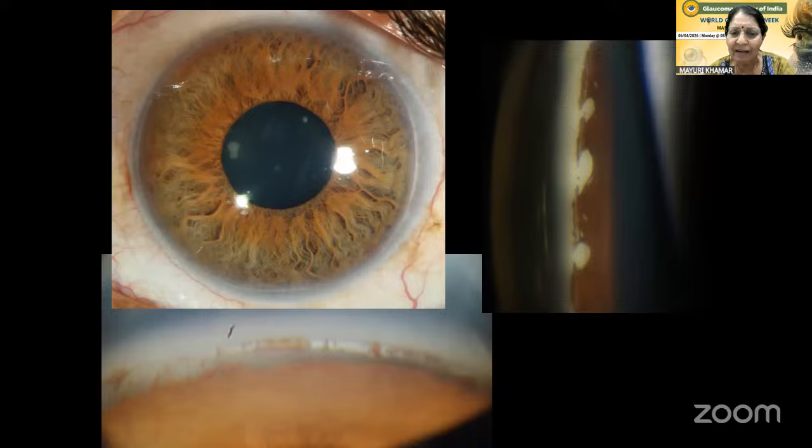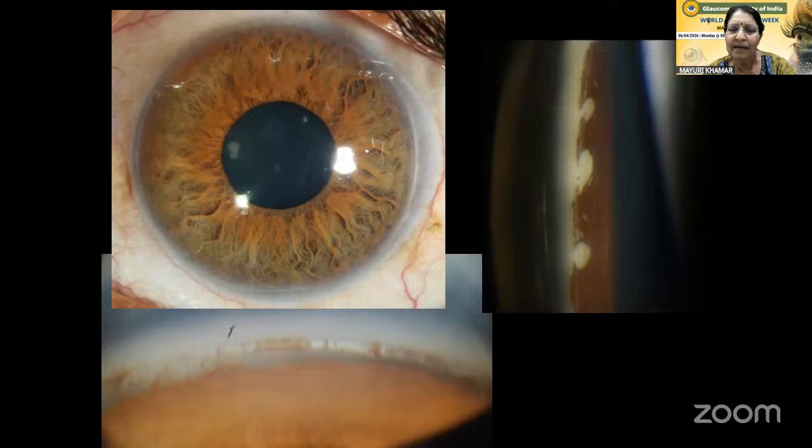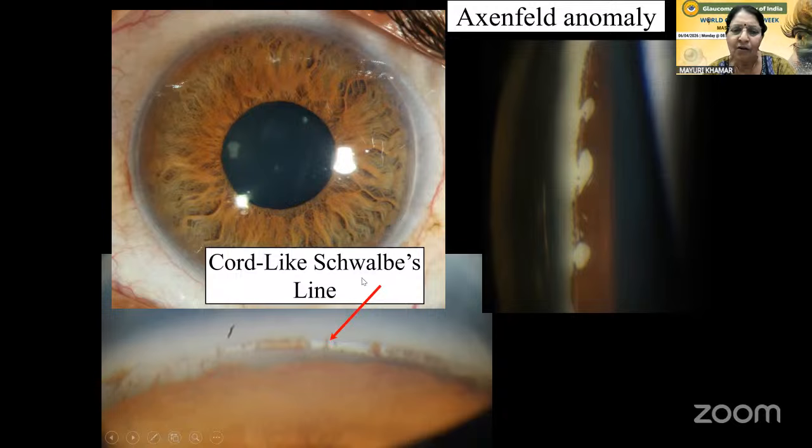Then there is the pediatric patient, or childhood glaucoma. This was a typical case of childhood glaucoma. And this is another case showing the anterior, high insertion of the iris, with a bizarre pattern, mesodermal dysgenesis. This was an Axenfeld anomaly with a cord-like Schwalbe's line in this area and broad attachment in this particular area.